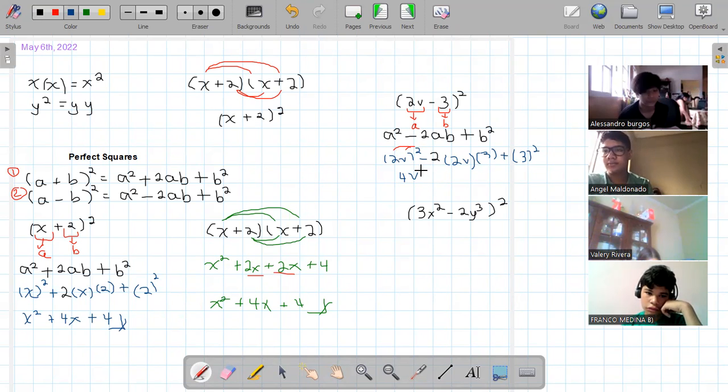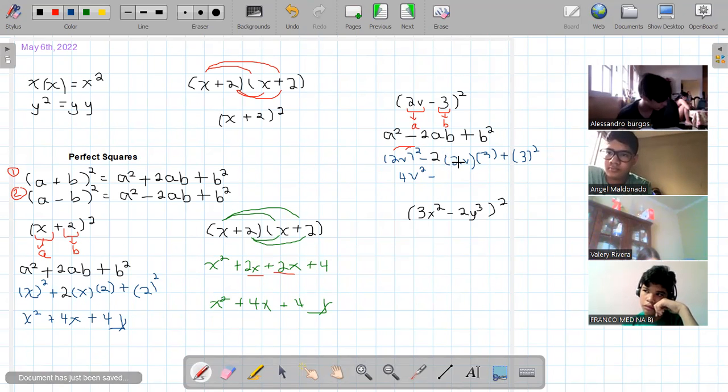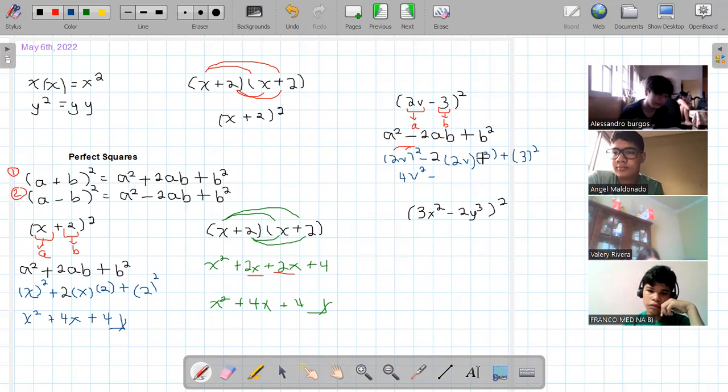To the second power. Very good. Don't forget the sign. Okay, minus, copy in the minus. We go ahead and multiply the coefficients. In this case, 2 times 2, 4, times 3.